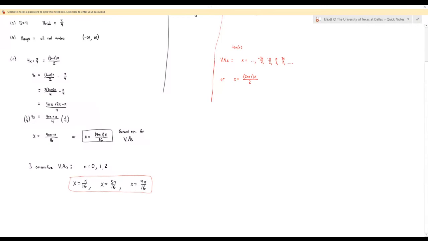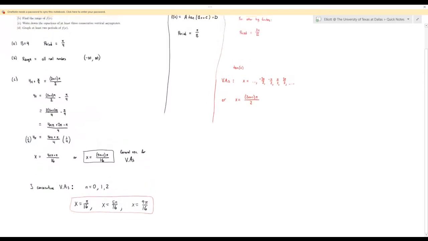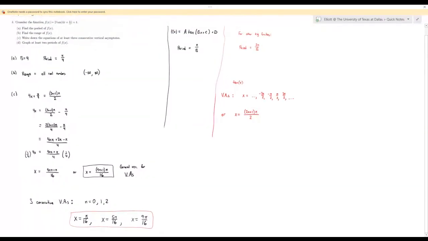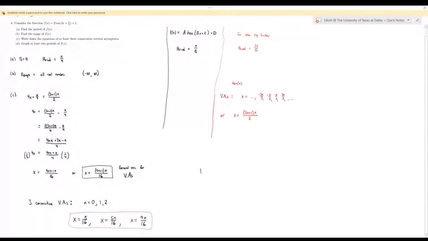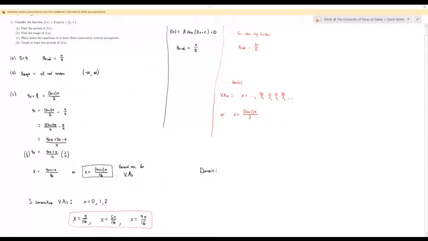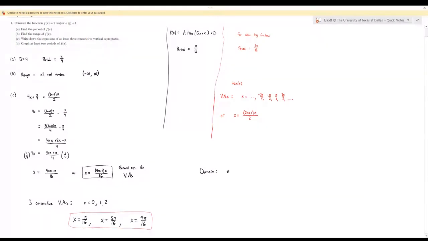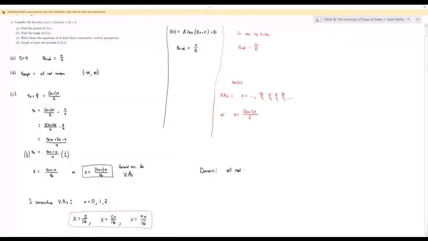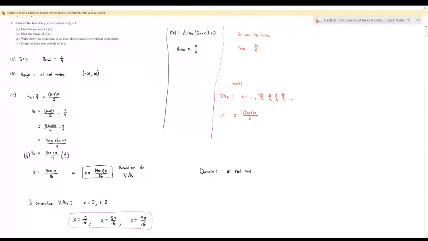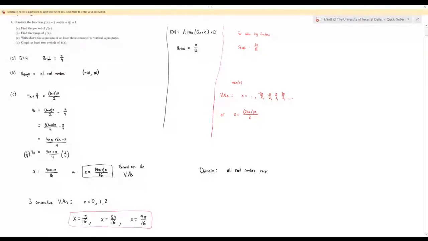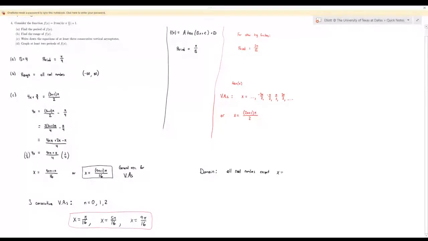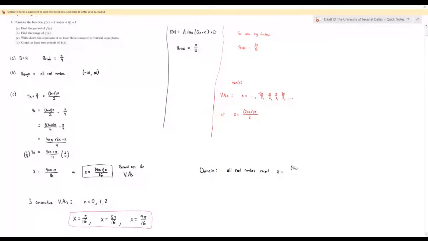And as a side note, to answer the question about what was the domain of our function. The idea is the domain should be all real numbers except where we have a vertical asymptote. So you can maybe write it like this: domain would be all real numbers except those numbers which are of this form, because these would be where you have the vertical asymptotes.